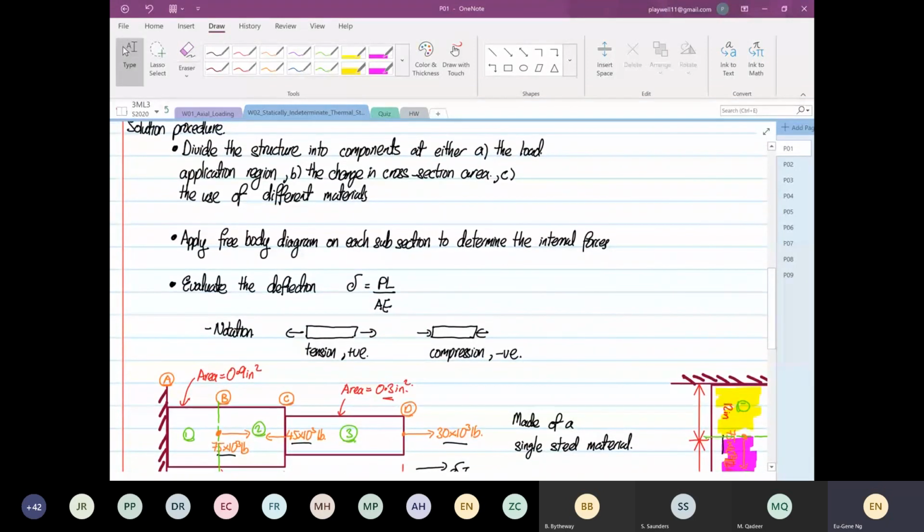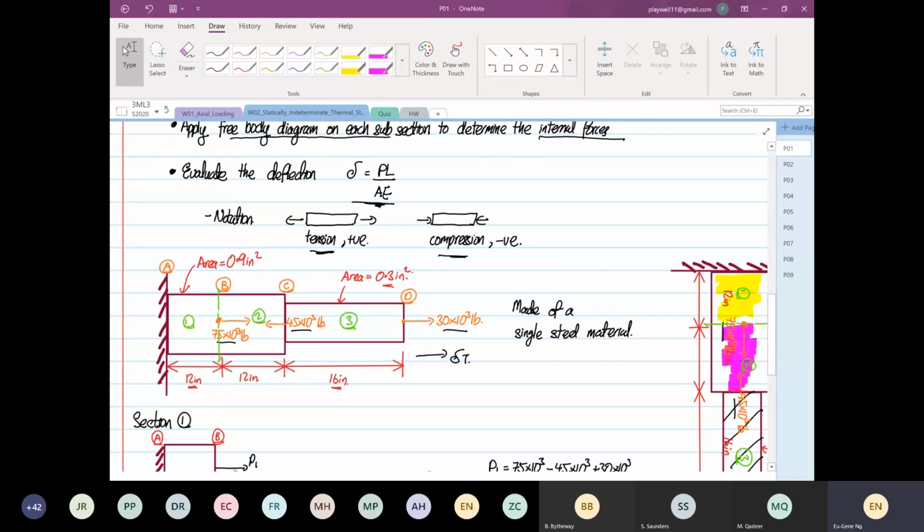the first thing we'll do is divide the structure into components at the load, or at either a change in cross-sectional area or length, or use of a different material. Then you apply a free body diagram on each subsection to determine the internal force. That's what our P1, P2, P3 are. And then we evaluate based on deflection, so we use PL over AE. Notation is tensile is positive, compression is negative.